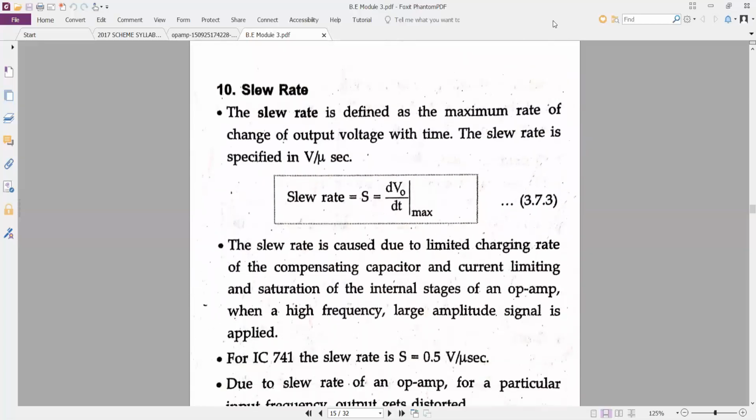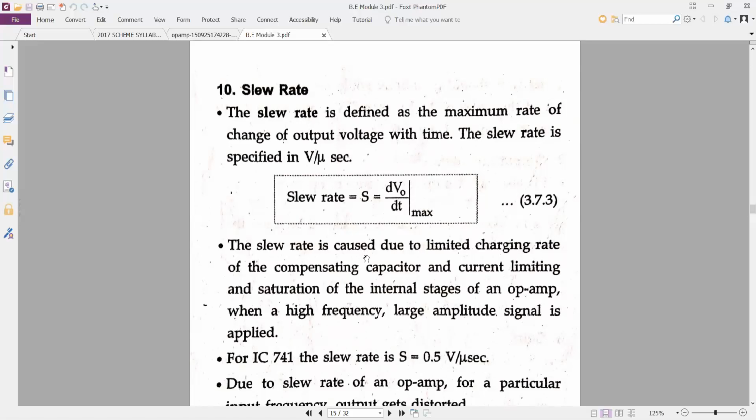Next parameter we have is slew rate. The slew rate is defined as the maximum rate of change of output voltage with respect to time. The slew rate is usually specified in volts per microsecond. Mathematically, we write it as slew rate, denoted by S, which is equal to d by dt of V naught, that is, the variation in output voltage with respect to time.